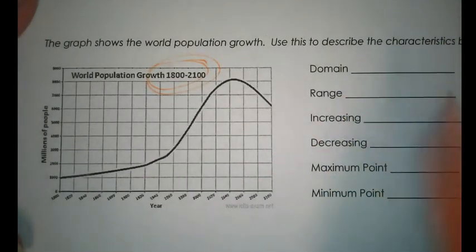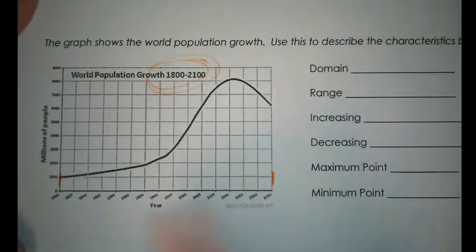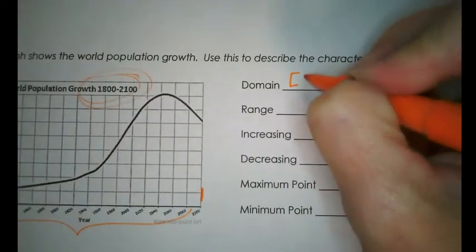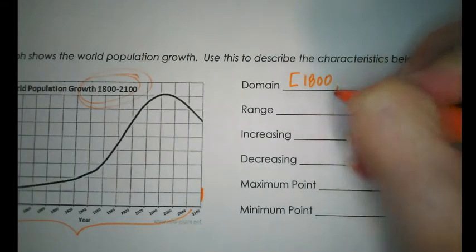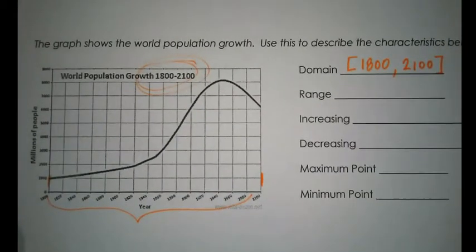So first up is domain. So domain is going to span the graph on the x-axis. So that is our time, which is in years. And that went from 1800 to 2100. So that takes care of our domain.